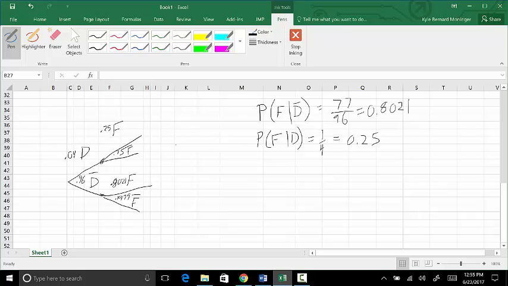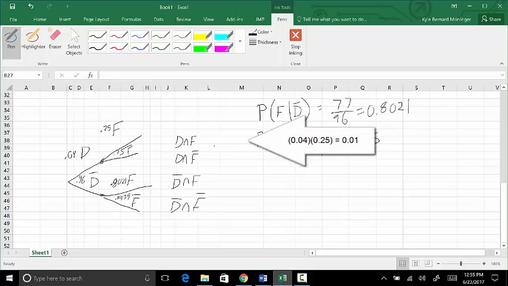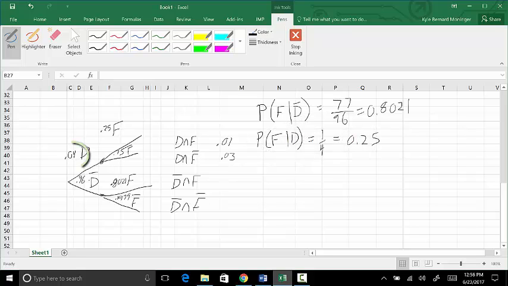After the tree, I want to get my joint events and their probabilities by multiplying the probabilities along the branches. So 0.04 times 0.25 gives me 0.01. 0.04 times 0.75 gives me 0.03. 0.77, 0.19 for each of those. Add them all up, they equal 1.